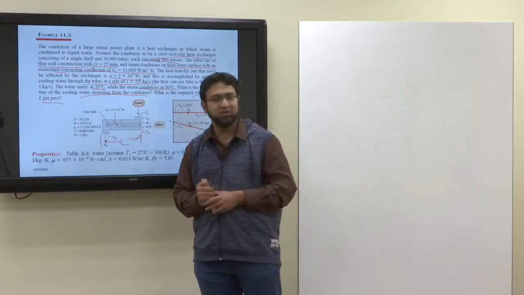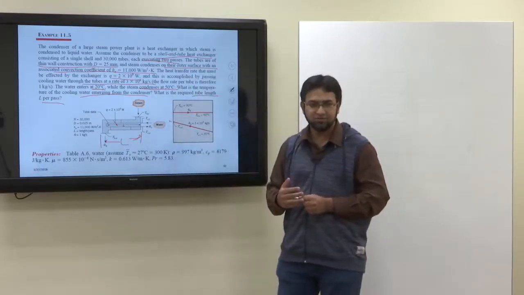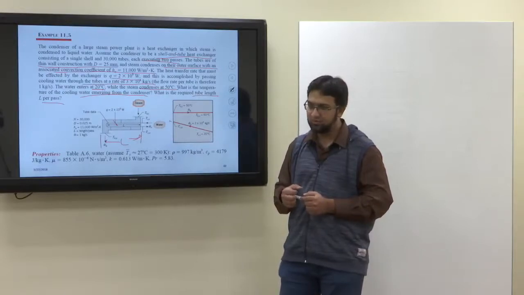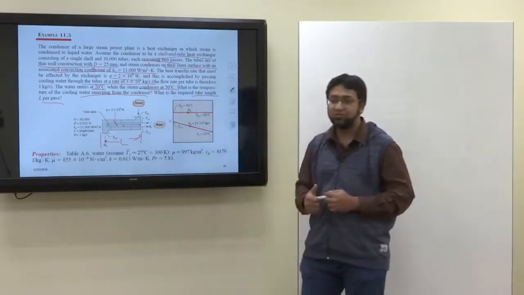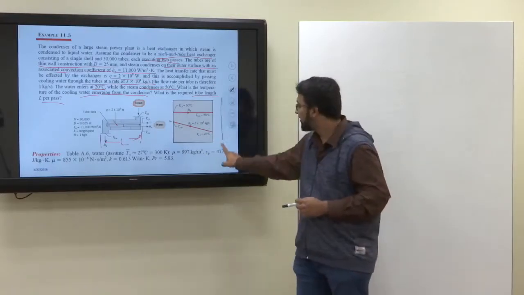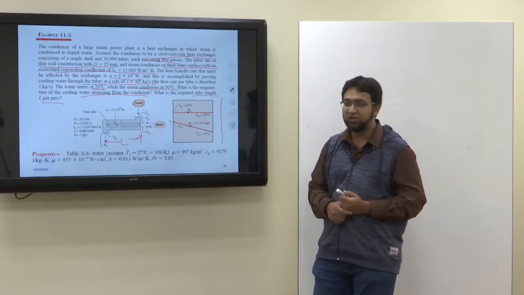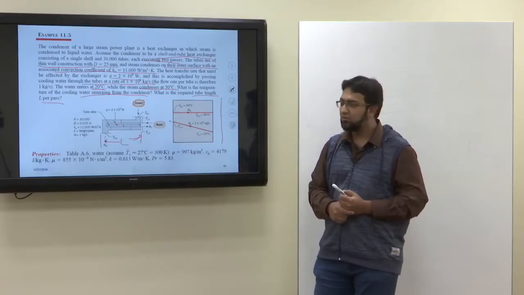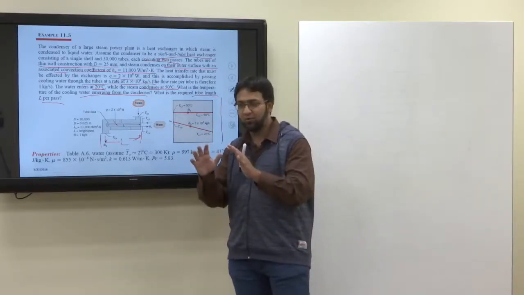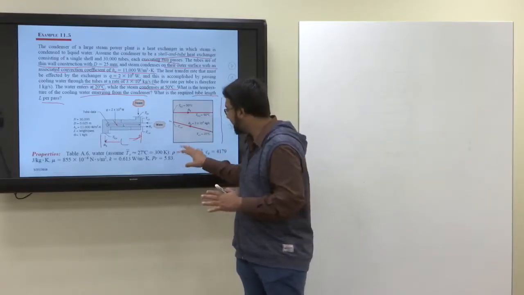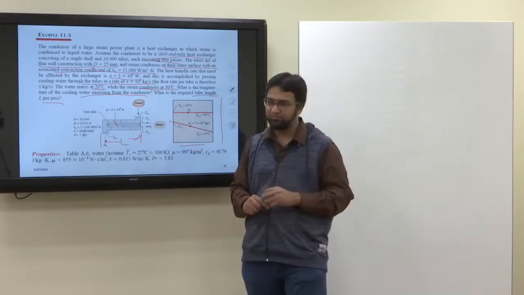Anyways, since we are studying the NTU effectiveness method, we are going to use that method. The very first thing is to draw the temperature profile. Now this is a shell and tube heat exchanger. Other than that, if you have just a parallel flow, then your temperature profile will be different. In all other cases, you will draw it as a counterflow.